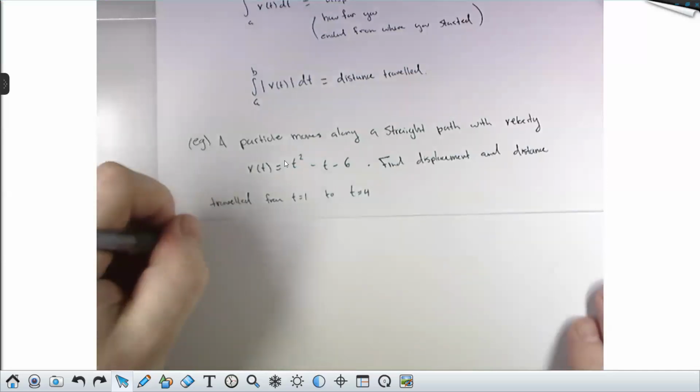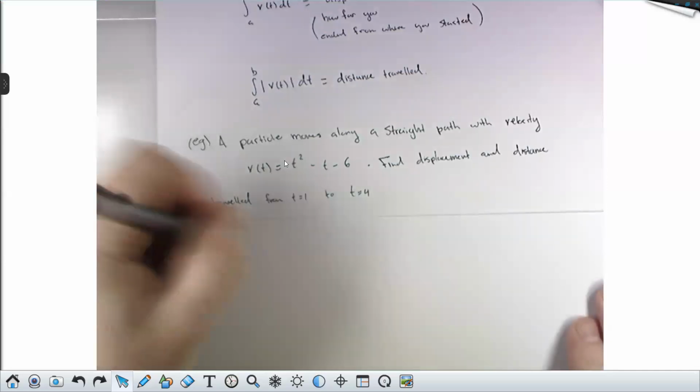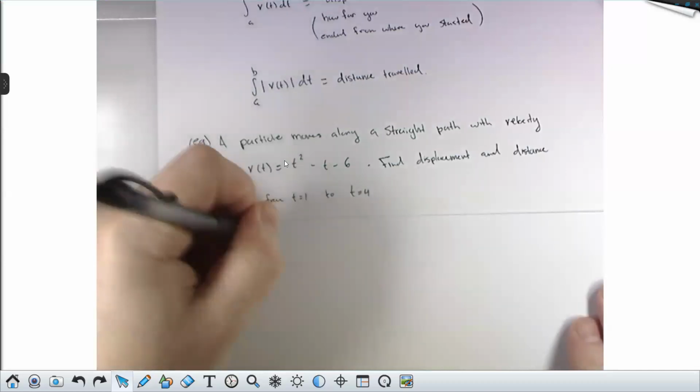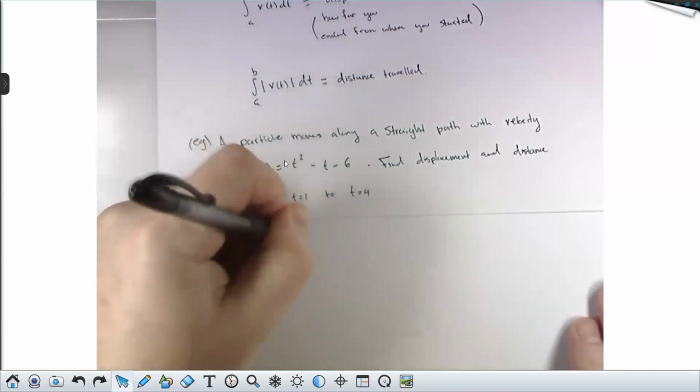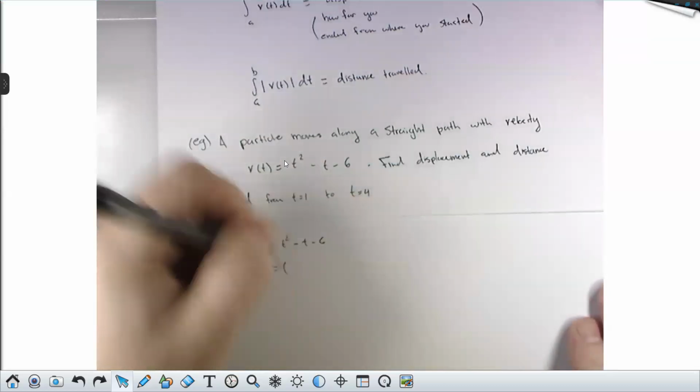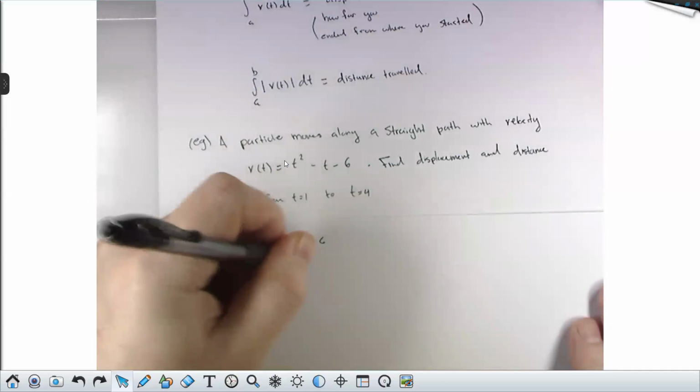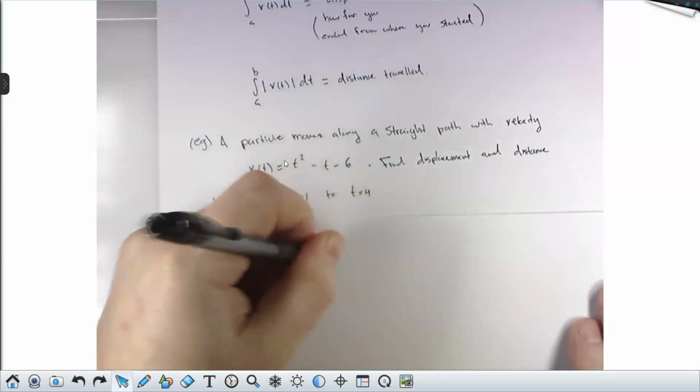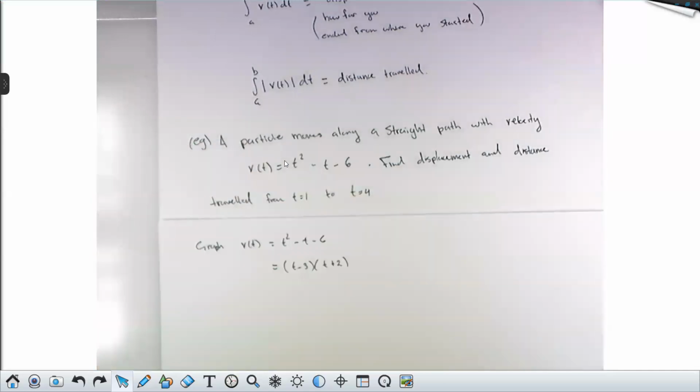So first, let's graph v of t. This guy factors nicely. It's t minus 3 times t plus 2.